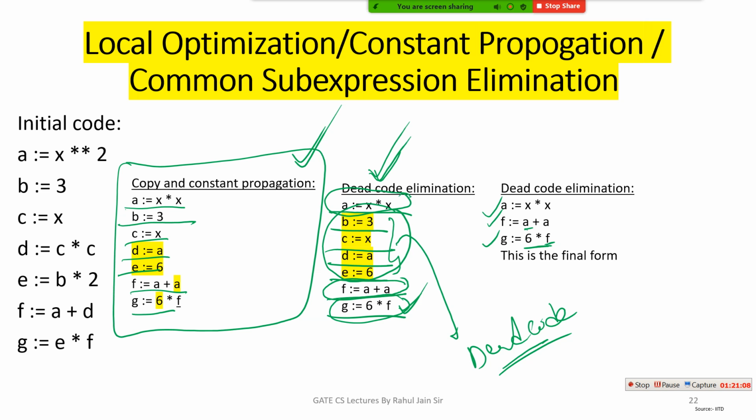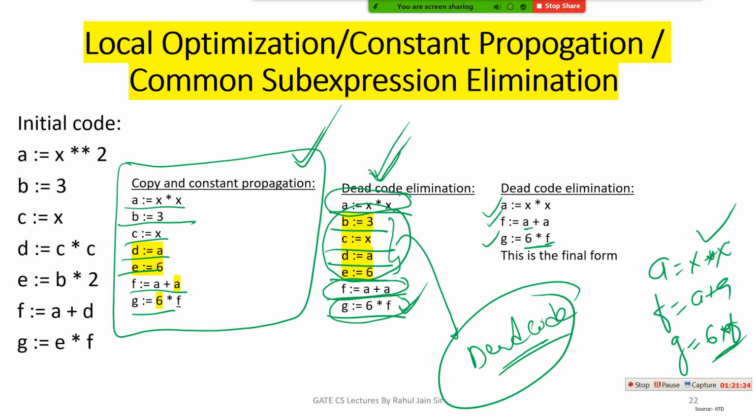So after eliminating dead code, the final code I am getting is a equals to x into x, f equals to a plus a, and g equals to 6 into f. This is the answer to the question after eliminating the dead code.